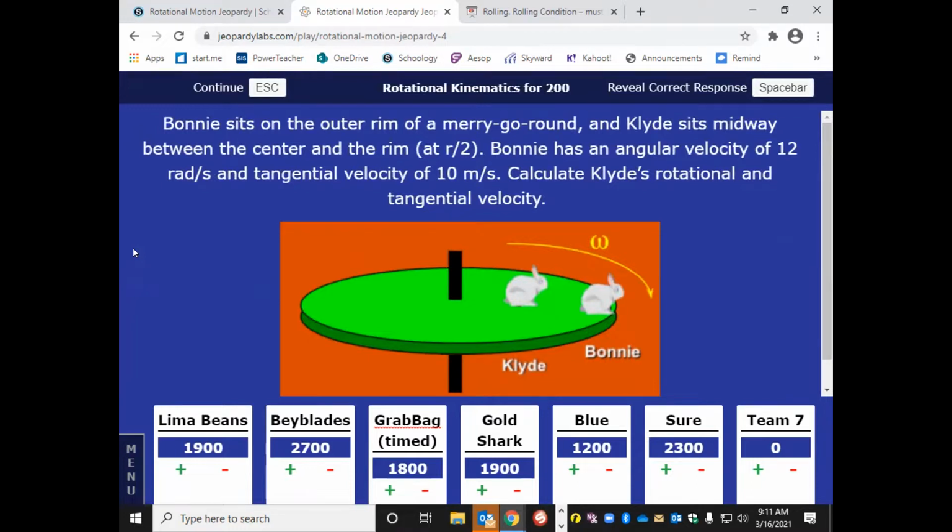Bonnie sits on the outer rim of a merry-go-round. Clyde sits midway between the center and the rim at r equals 2. Bonnie has an angular velocity of 12 and a tangential velocity of 10. Calculate Clyde's rotational and tangential velocity, two questions. I want Clyde's V and I want Clyde's omega.